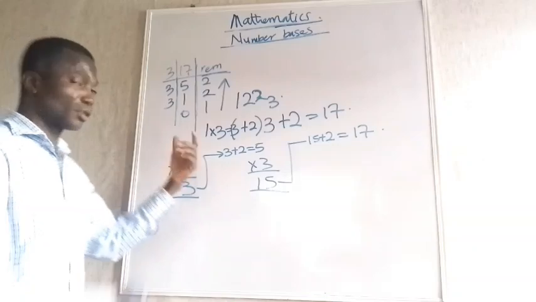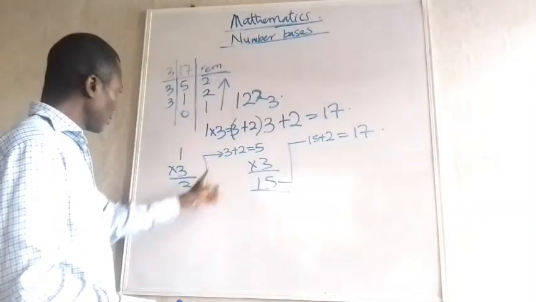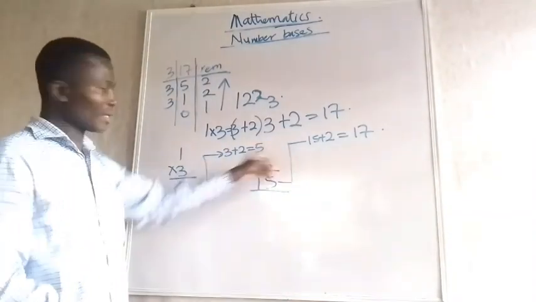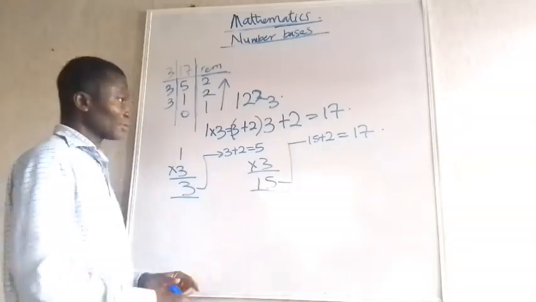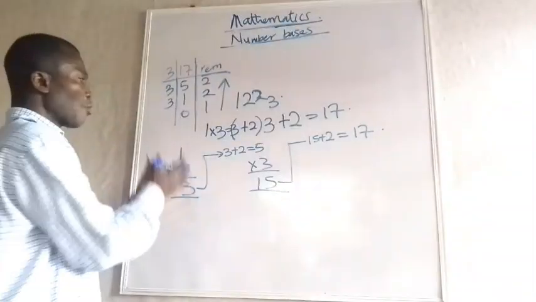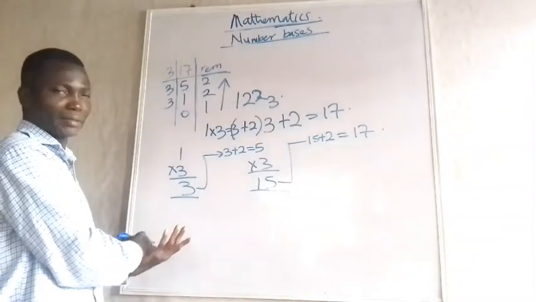It's just that I'm not using powers here. The powers are taken care of by continuous multiplication. So you can easily move from one base to the other, from base 10 especially to another base.